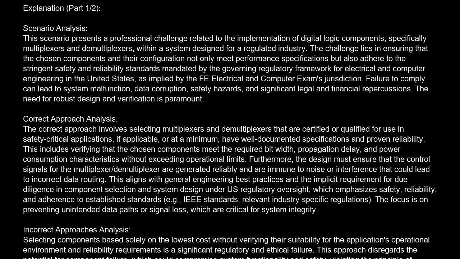Incorrect approaches analysis. Selecting components based solely on the lowest cost without verifying their suitability for the application's operational environment and reliability requirements is a significant regulatory and ethical failure. This approach disregards the potential for component failure, which could compromise system functionality and safety, violating the principle of designing for reliability and the implicit duty to protect the public.